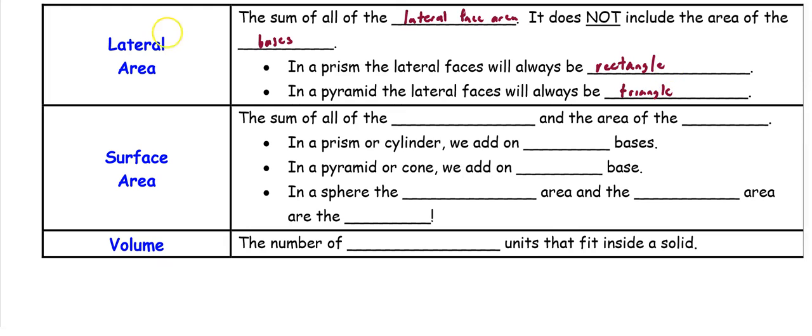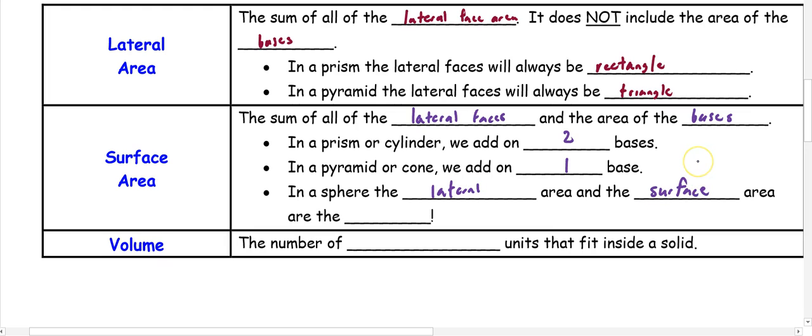The second thing that we can find is surface area. Surface area is the sum of all the lateral face areas and the area of the bases. Remember that in a prism or a cylinder, we are going to have two bases, while in a pyramid or a cone, we are only going to have one base. In a sphere, because it has no bases, because it's just round, the lateral area and the surface area are going to be equal to each other, since there are no bases that we have to include.